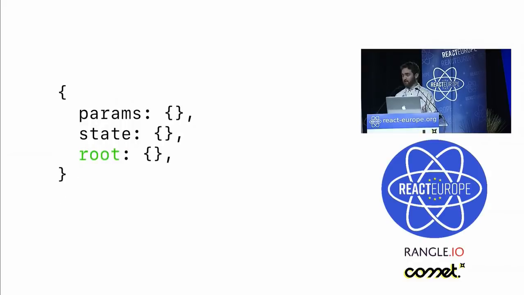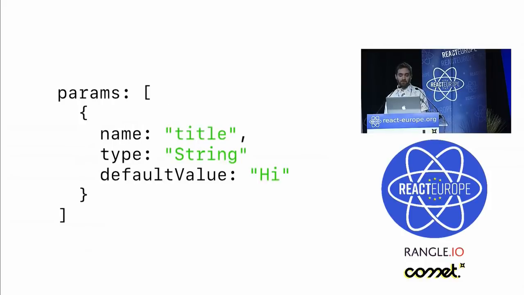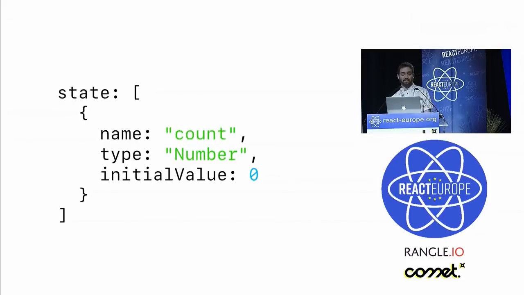So root, as in like the root element returned from your render function. This is the rough skeleton of .component.json. Let's look at each of these in a little more detail. If we look at the params, which is the props, we can see they have a name, a type, and a default value optionally, so pretty much prop types and default props. Similarly, state has name, type, and initial value.